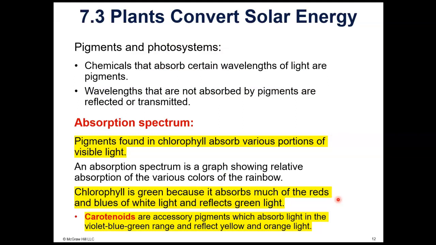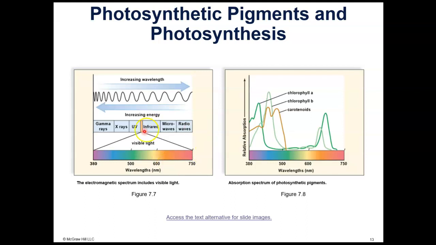Now, the sunlight energy has different wavelengths of light, and the wavelengths that are used by plants are in the visible light portion of the absorption spectrum. So pigments found in chlorophyll absorb various portions of visible light. There are other types of energy in the absorption spectrum, but visible light is what plants, or photosynthetic organisms, use. Let me show you what I'm talking about.